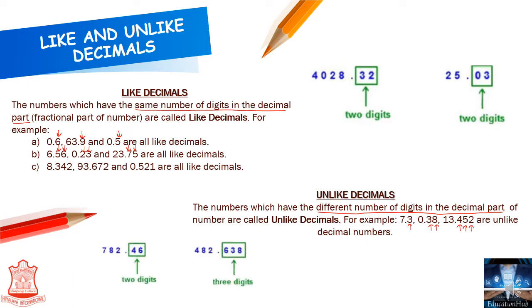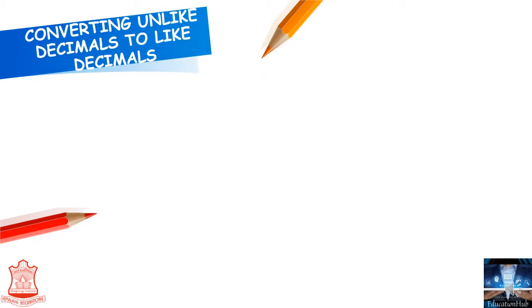For example, you can see on your screen, 782.46 we have two digits and 482.638 we have three digits. That means both do not have the same number of digits after the decimal. That is why these are unlike decimals.